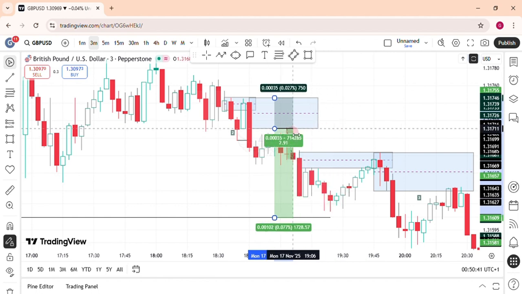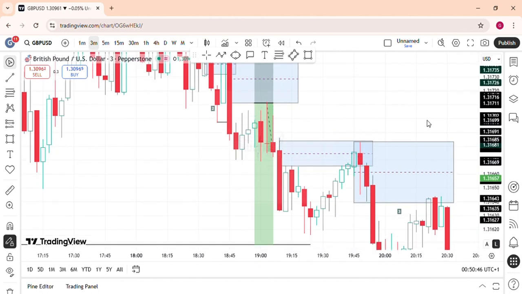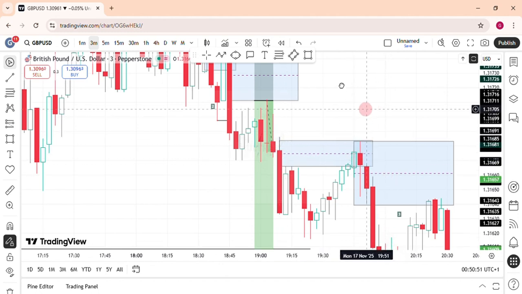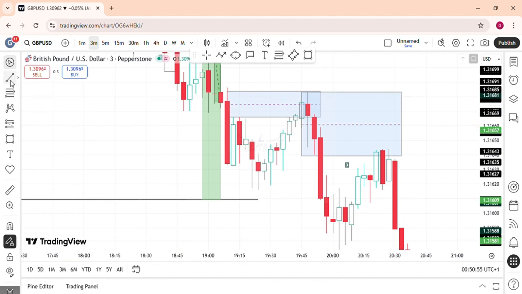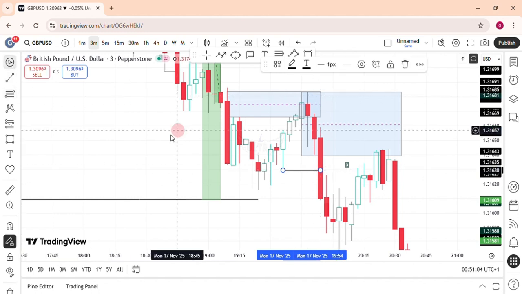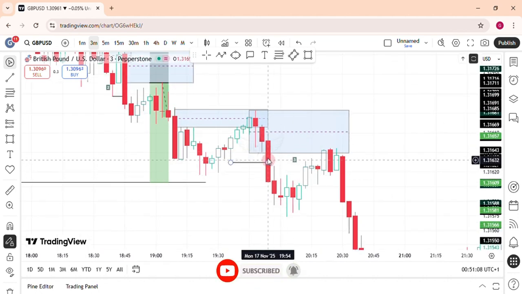Moving on, we have another fair value gap here. This fair value gap was highlighted here, and price taps beautifully into it and bounces off from it to the downside. The next step is to search for a break of structure. We have one here. The next is to find any fair value gap for our entry. Yes, we have a newly formed fair value gap.